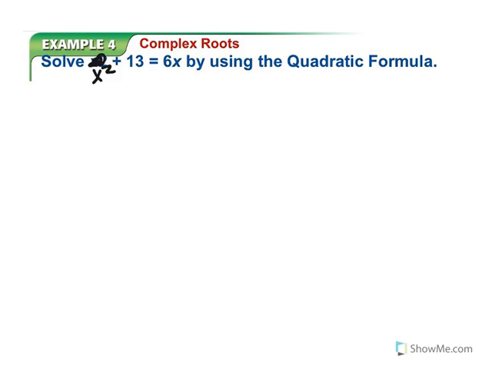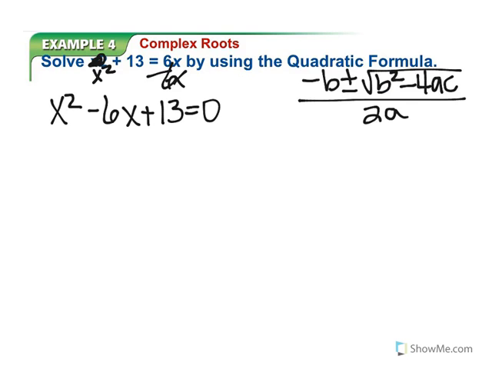Example 4, solve x squared plus 13 equals 6x by using the quadratic formula. In order for us to use the quadratic formula, we must put this in order, and we need to have everything to one side of the equal sign. So we must subtract 6x from both sides. I'm going to rearrange this as x squared minus 6x plus 13 equals 0. From here, we can actually plug into the quadratic formula. We know that a is equal to 1 because it's in front of my x squared term, b is equal to negative 6, and c is equal to 13.